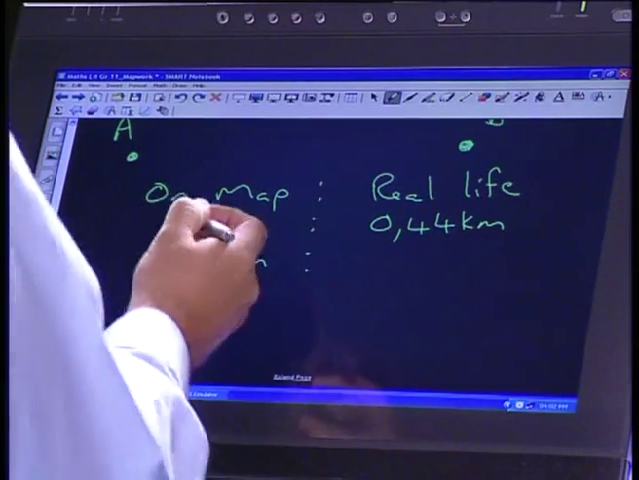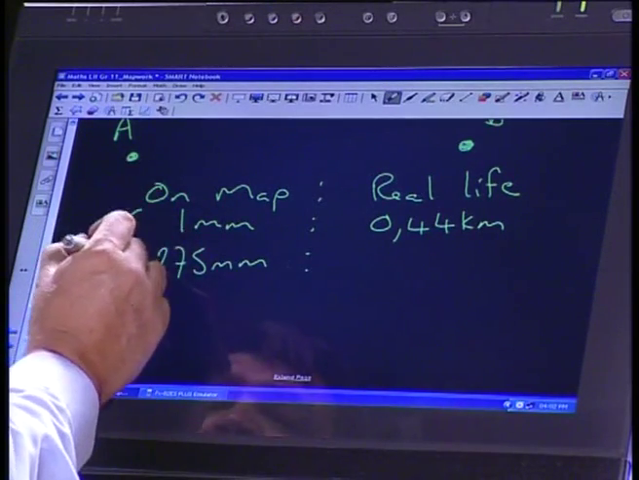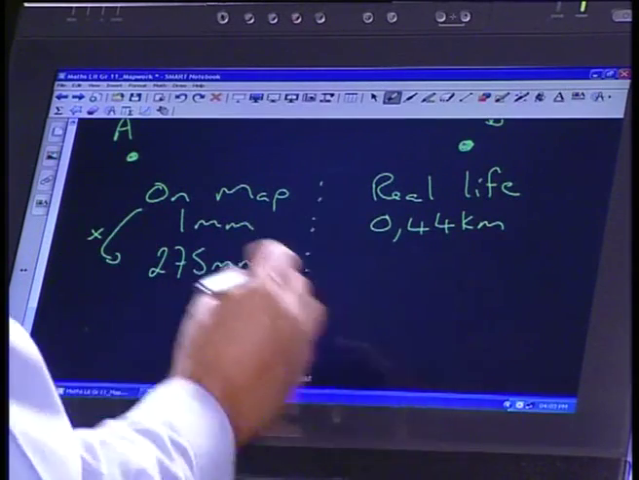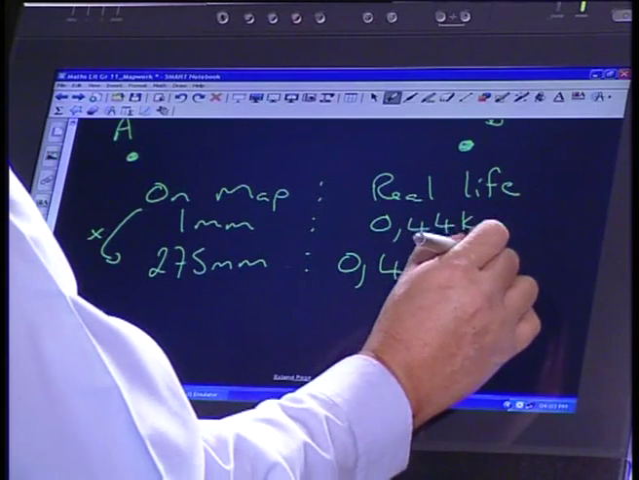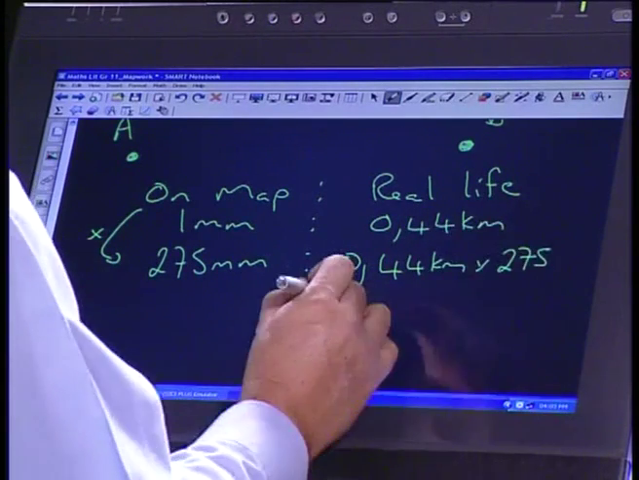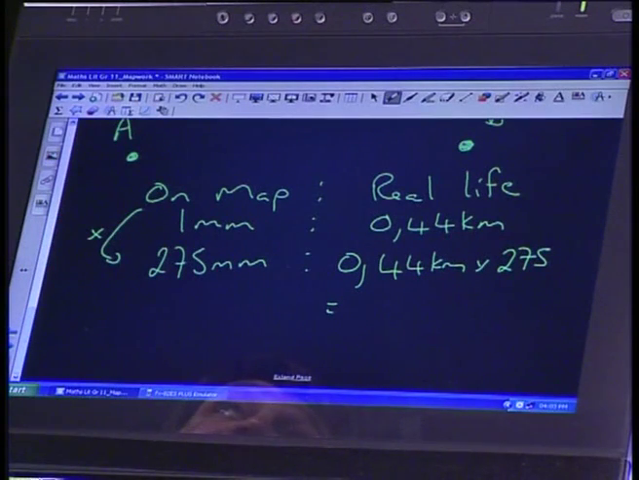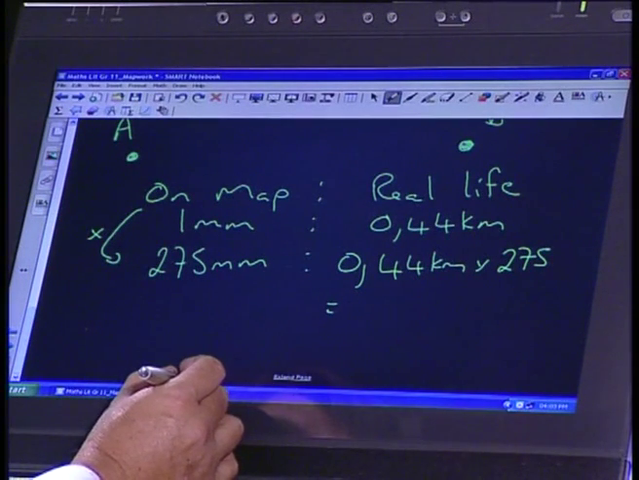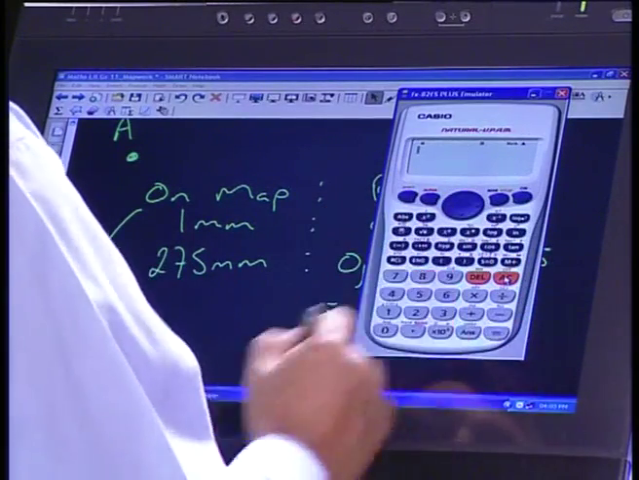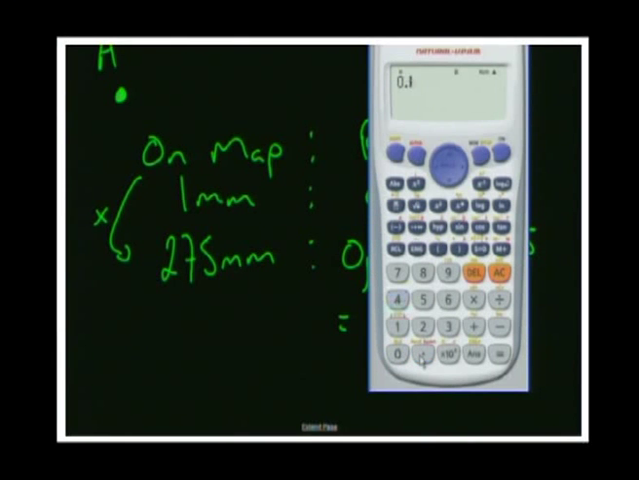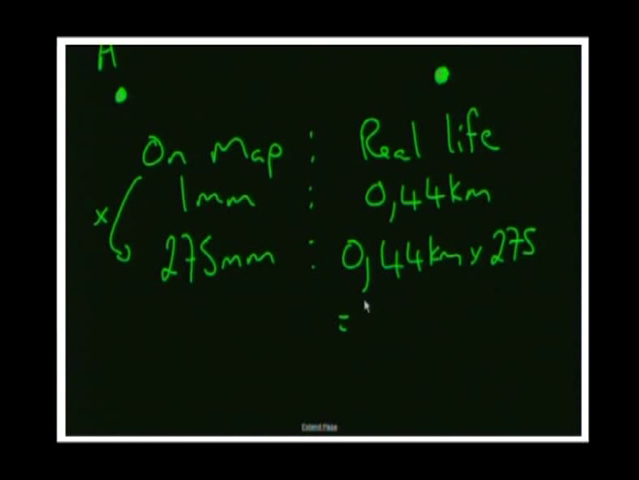Well, how did I get from 1 to 275? I multiplied by 275. So what am I going to do this side? I've got 0.44 kilometers times 275, and that's going to give me the distance in real life. Out comes the calculator. Let's clear all this quickly. So we say 0.44 multiplied by 275 equals, and we get 121. 121 what?